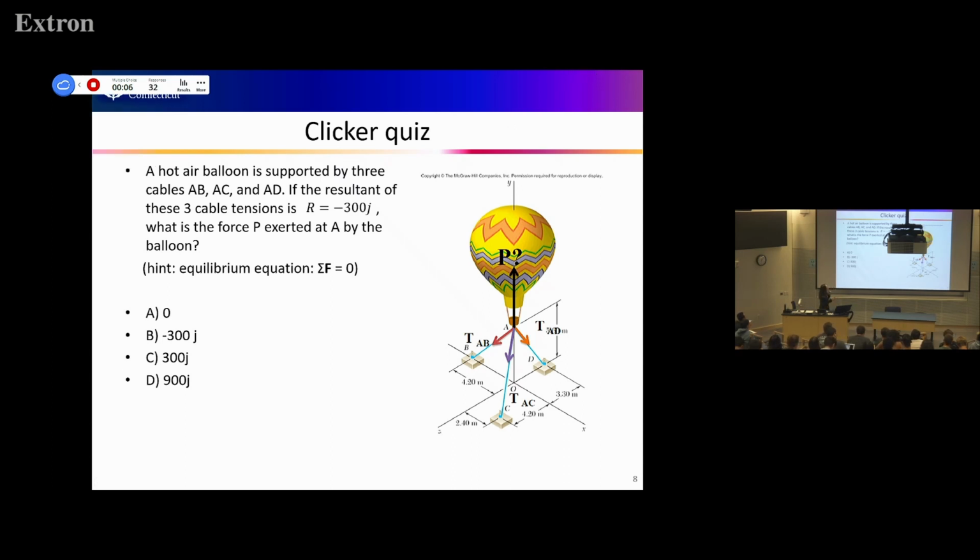The sum of all the forces should be 0, and we have these 3 cable forces and the unknown force P, right? And the sum of these 3 vectors equals minus 300j. Then what should the P vector be? We know equilibrium means the sum of all the force vectors is 0, right? What do you think? Is it 0, minus 300j the same, or 300j in the opposite direction, or 900j?